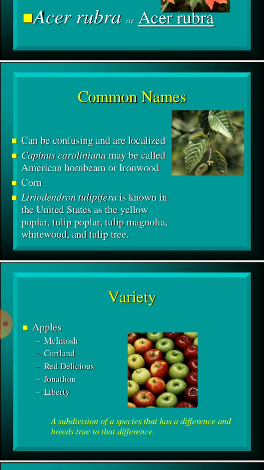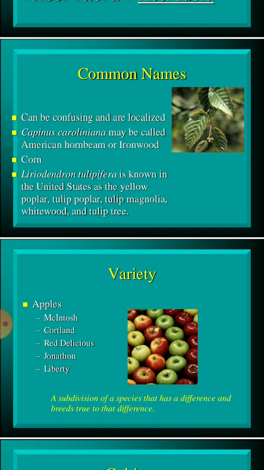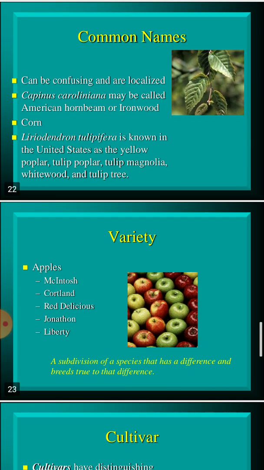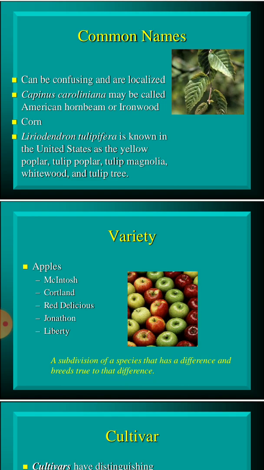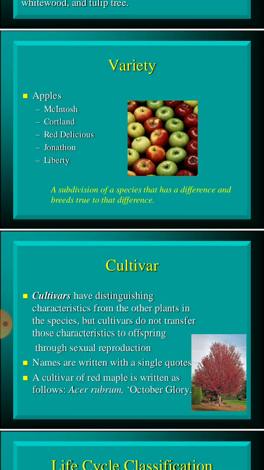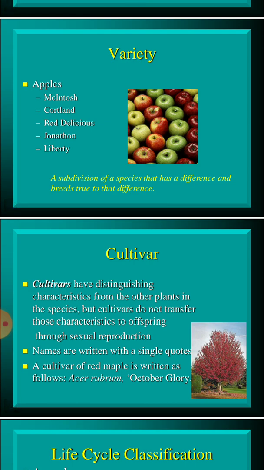If we talk about common names, they can be confusing and are localized. Carpinus caroliniana may be called American hornbeam or ironwood. Liriodendron tulipifera is known in the United States as the yellow poplar, tulip poplar, tulip magnolia, whitewood, and tulip tree. If we talk about the variety, apples have McIntosh, Red Delicious, Jonathan, and Liberty varieties.